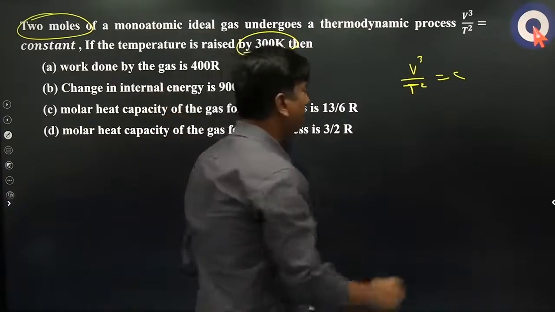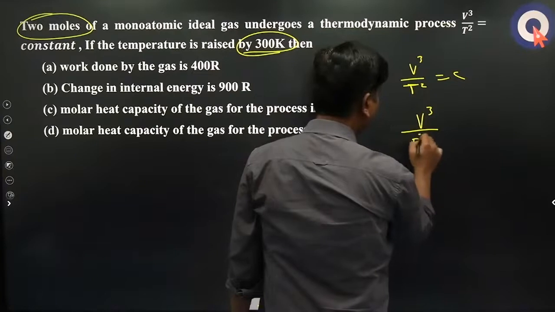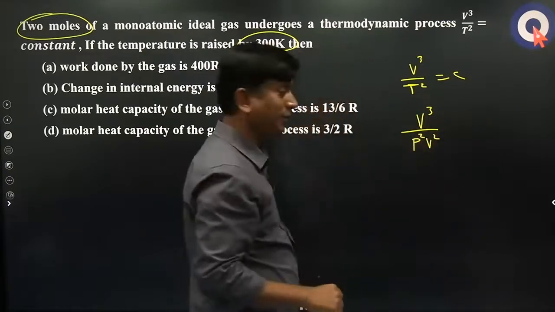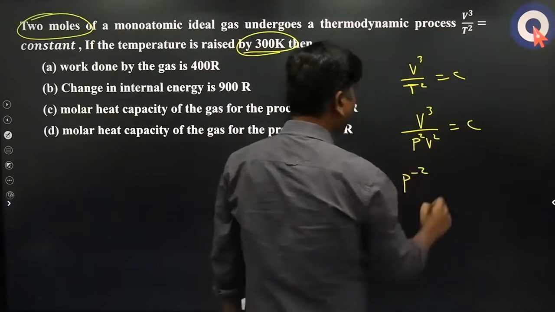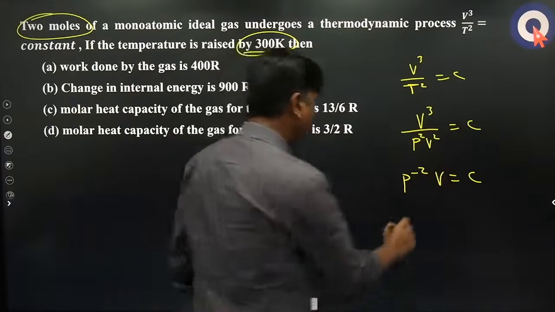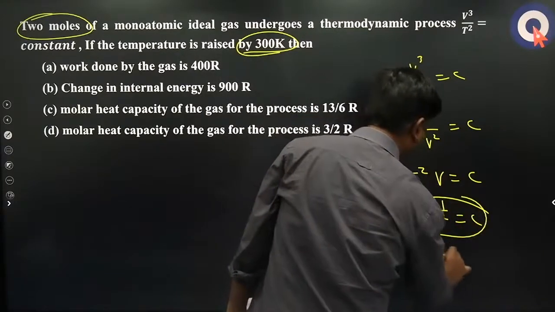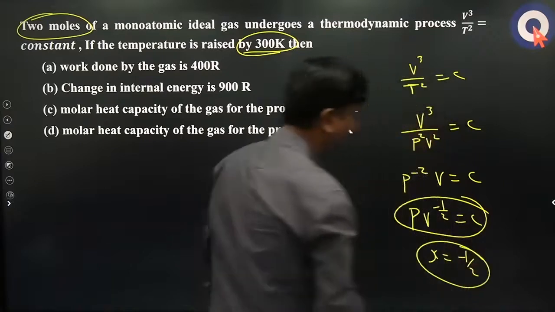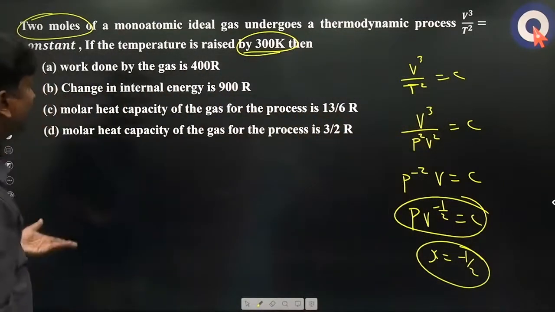Pressure and volume you have to convert. Okay, I will convert. So P square V square, because temperature is directly proportional to PV, is equal to constant. So P power minus 2 and V is equal to constant. Right, and this can also be called as PV power minus 1 by 2 is equal to constant. Means the value of x is actually minus 1 by 2. That's all.